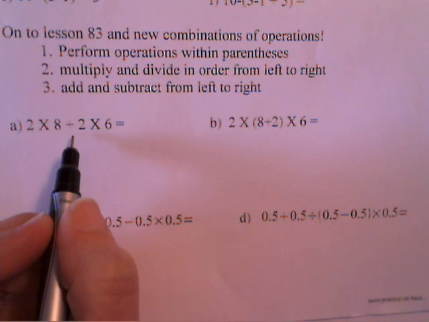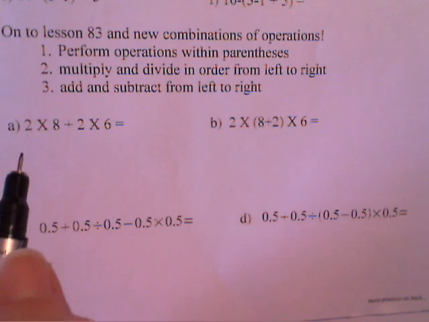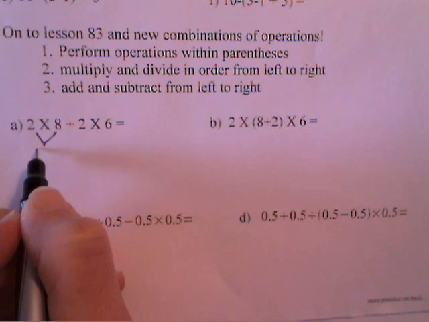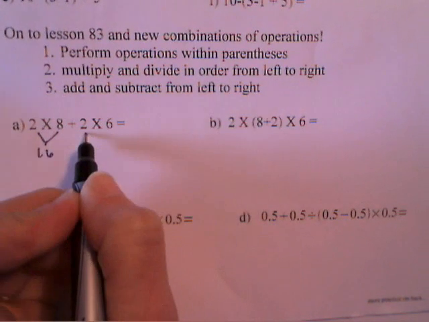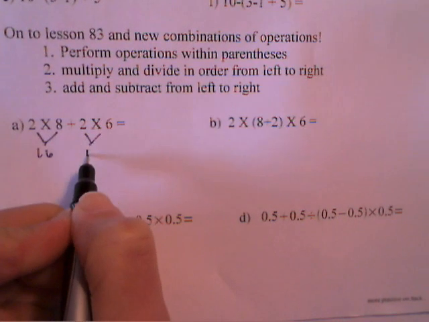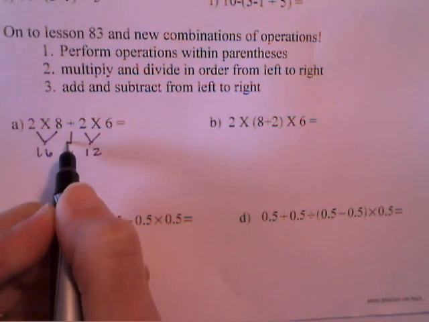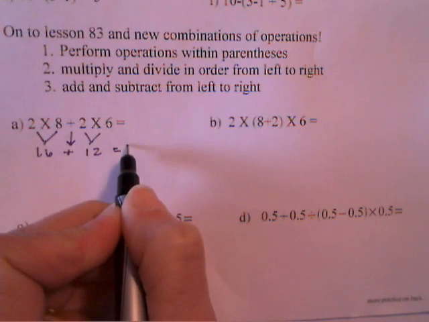I have 2 times 8 plus 2 times 6. Well, first I have to focus on these multiplication sections. 2 times 8 is 16. 2 times 6 is 12. So I get 16 plus 12. That plus sign just falls right down. And that's 28.